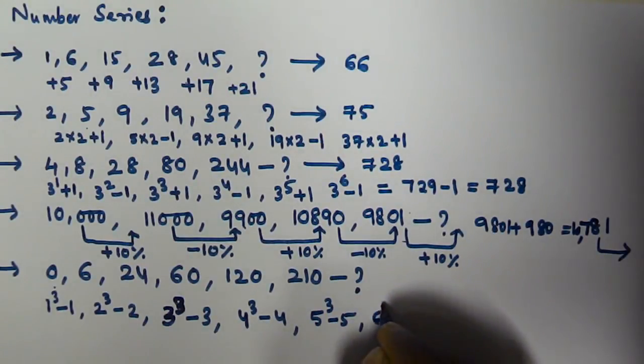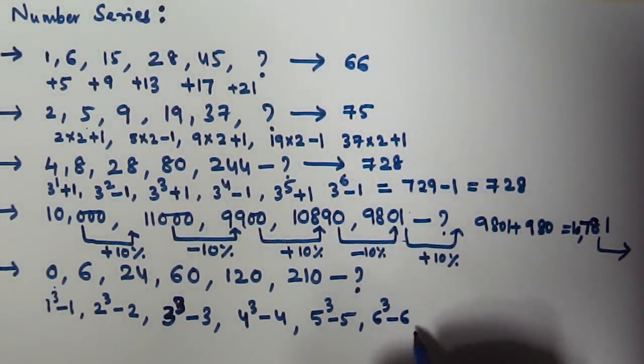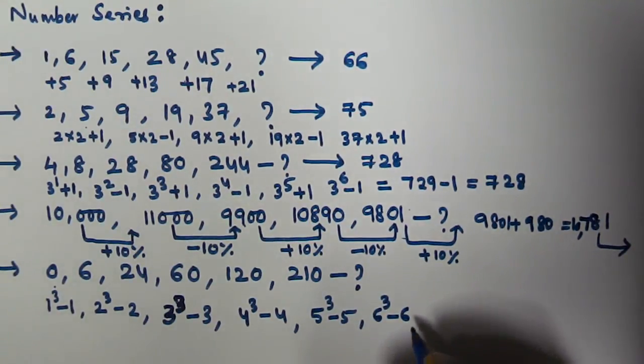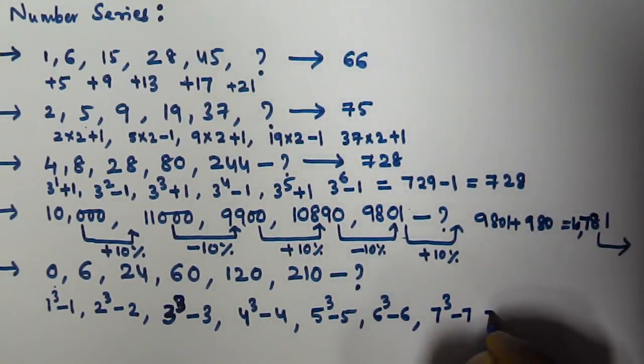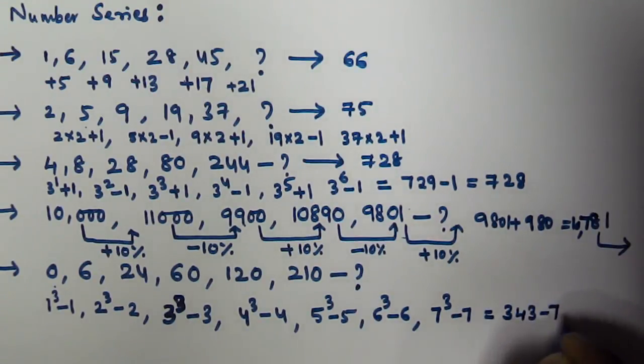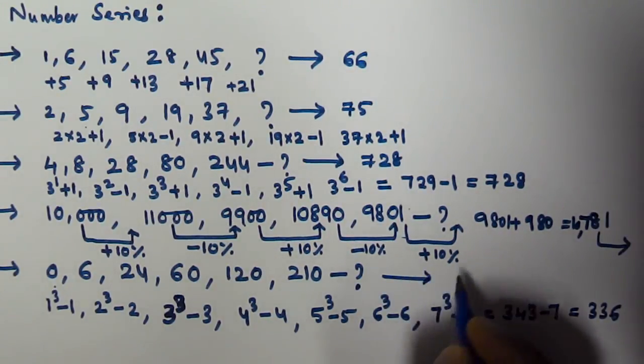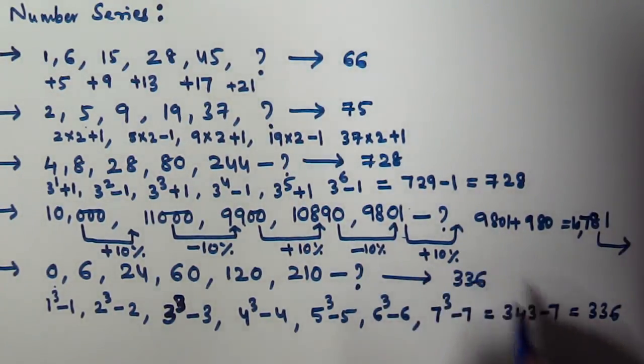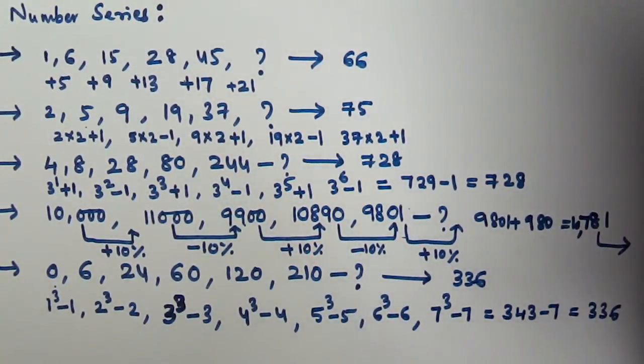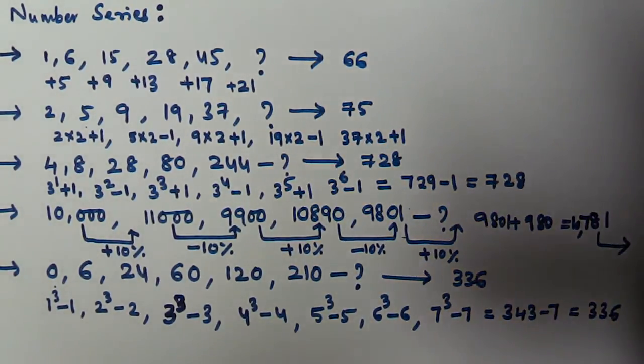And next one is 6 cube minus 6. So 6 cube is how much? 216 and then minus 6. So that is 210. And the next number is 7 cube minus 7. So 7 cube is how much? So that is going to be 343. So minus 7. So that is going to be 336. So the next number in this series is how much? So 336. Okay. So I hope you all got all of them.